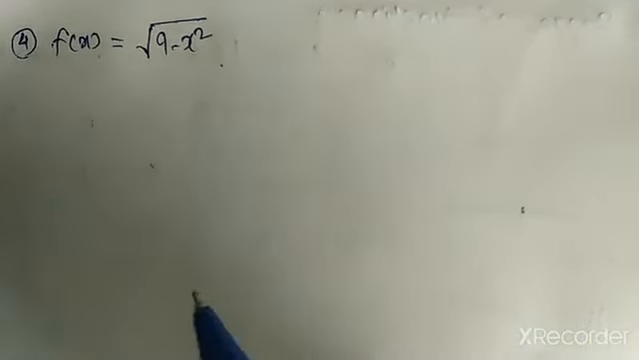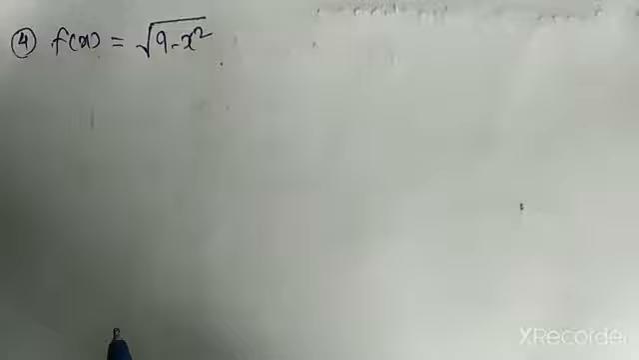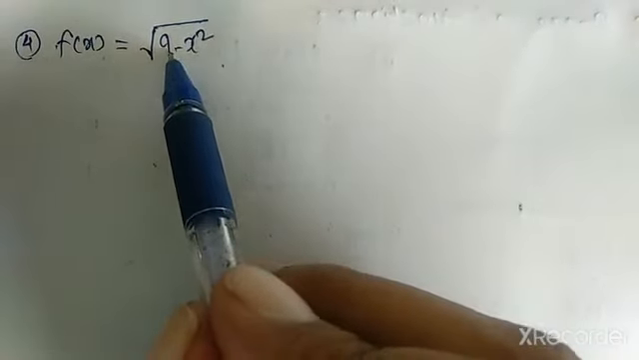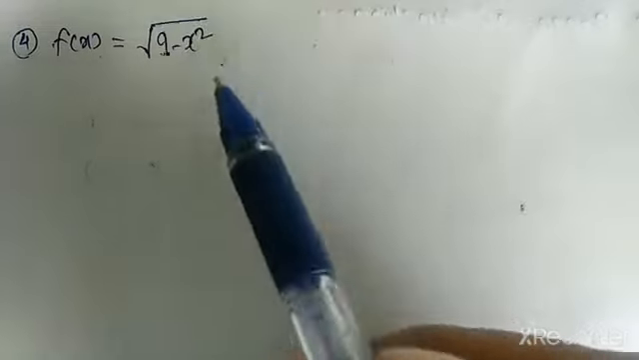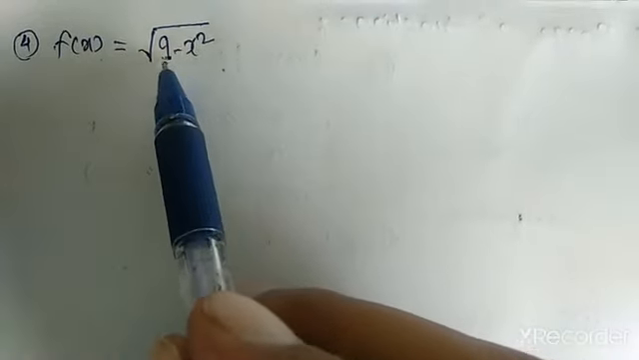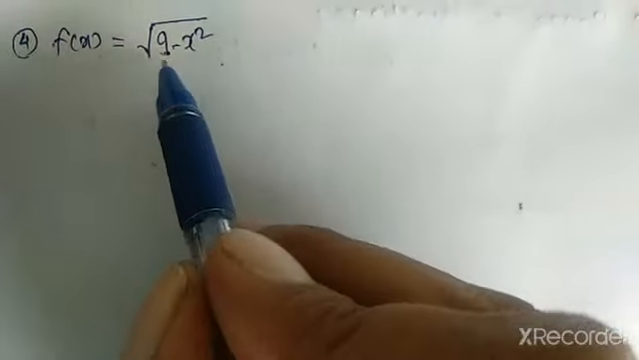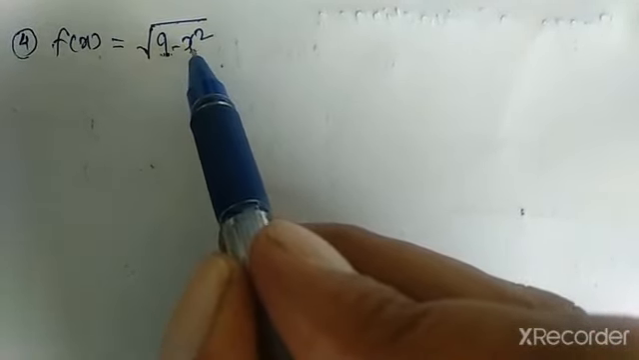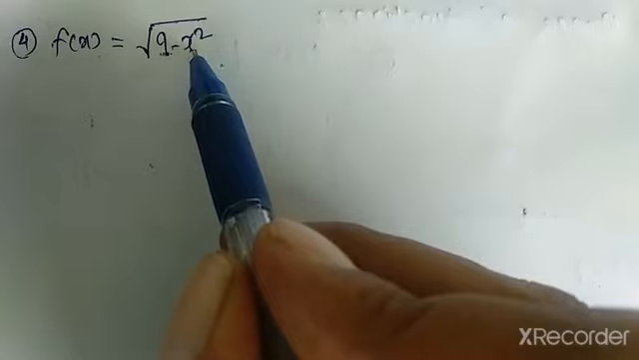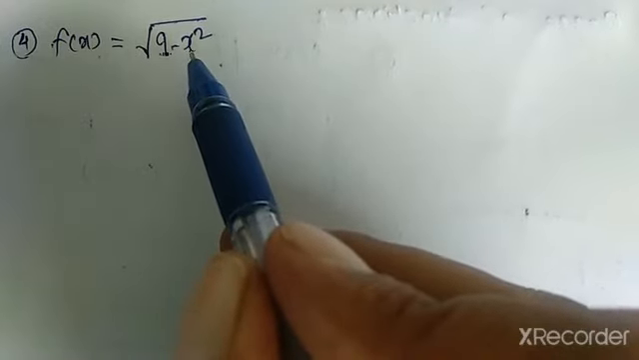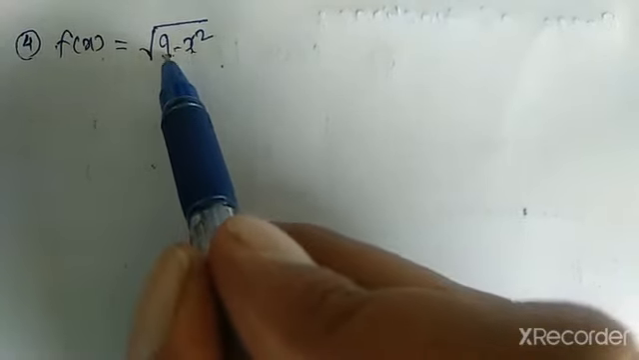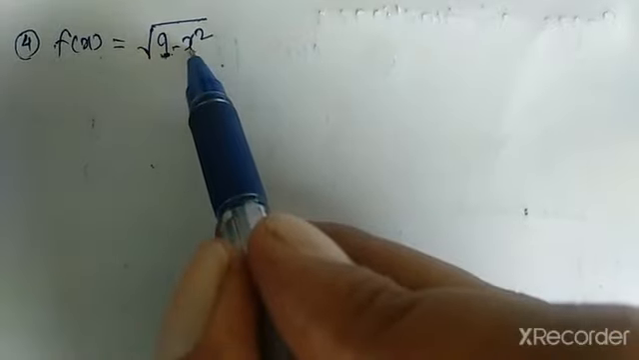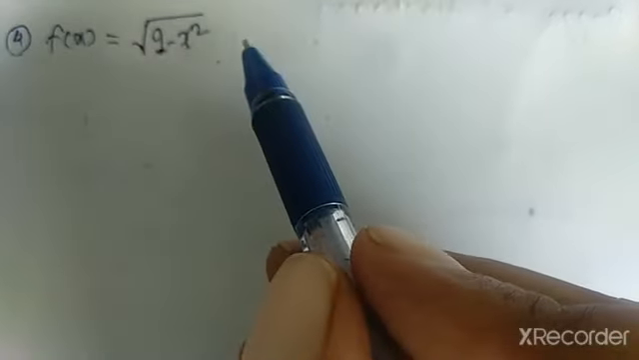Now a function is given: f of x is equal to square root of 9 minus x square. Now again here we have to check. It is a numerator only, it is not in fraction form. So in this example we have to check for which values it is negative. Here we require 9 minus x square to be positive. If it is negative, it will be a complex number.